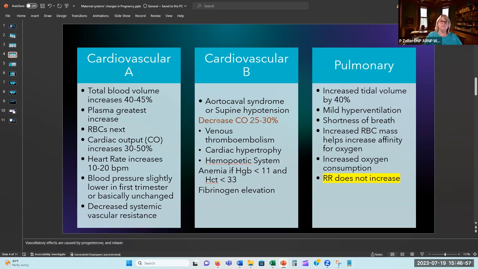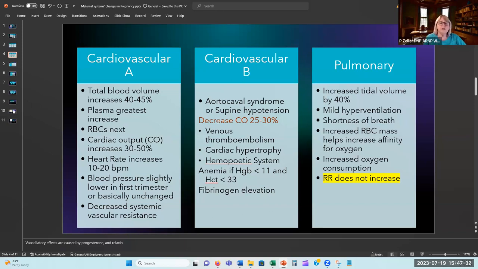Even though there's a lot more blood volume and the heart rate is up, the blood vessels are relaxed in those other systems, right? So around the uterus, around the lower extremities, there's more blood pooling. There's decreased systemic vascular resistance. So the blood pressure pretty much stays the same. It might be a little lower in the first trimester.